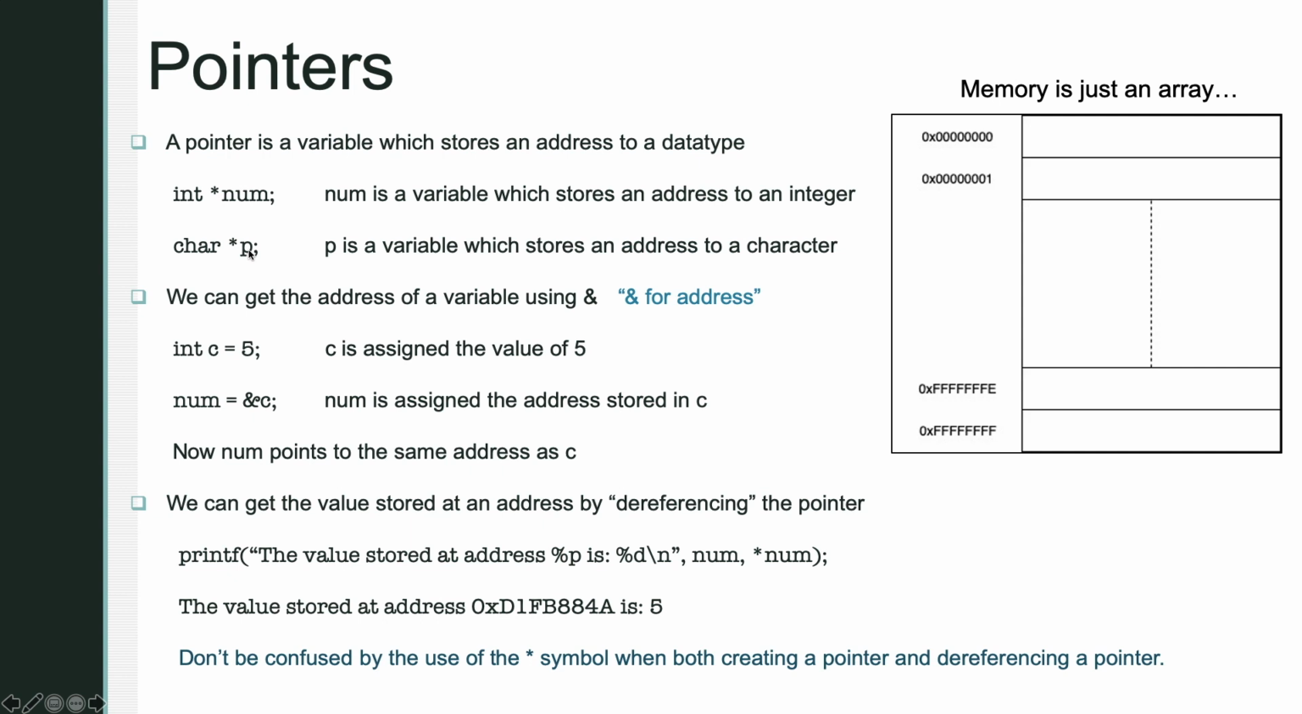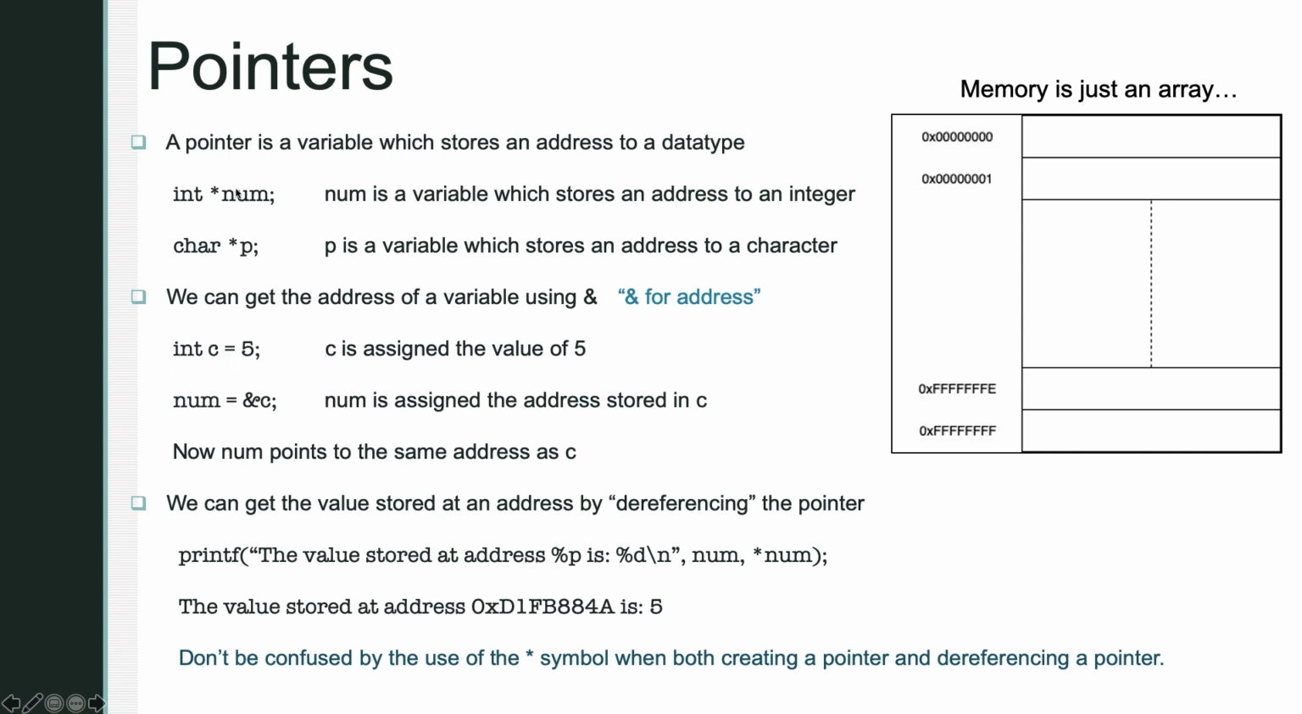So in this case, we have char star p, and we see that p is a variable which stores an address to a character. If we have a variable and we want to get the address, then we just use the ampersand character. So in the case where we've declared an integer called c with value 5, if we want to get the address where this is stored, we use the ampersand character.